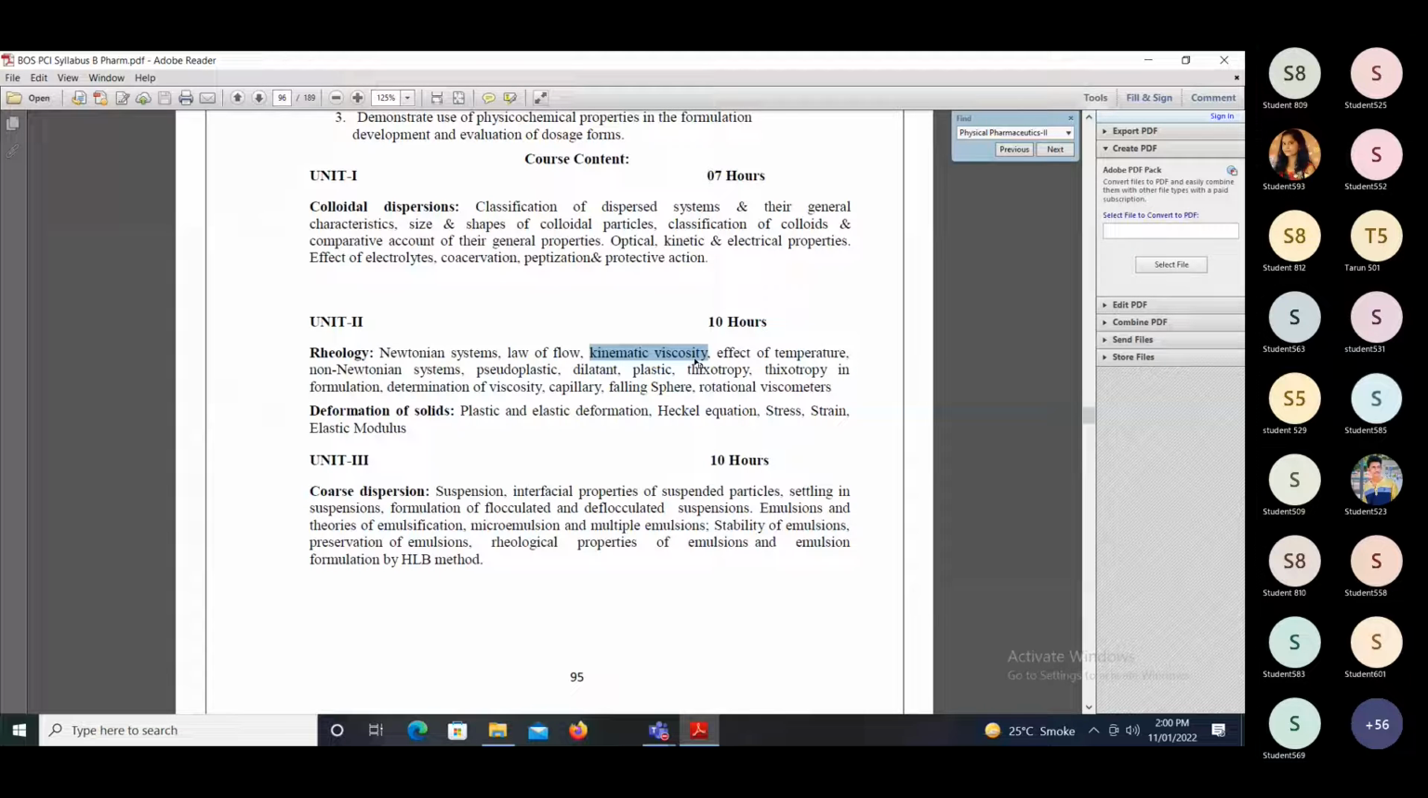Different methods are used for determination of the viscosity of liquids, like single point viscometers and multiple point viscometers. For single point viscometers, we use the falling sphere viscometer, which is used for determination of the viscosity of a liquid. Why? Because it is a one point determination. That's why it is a single point.